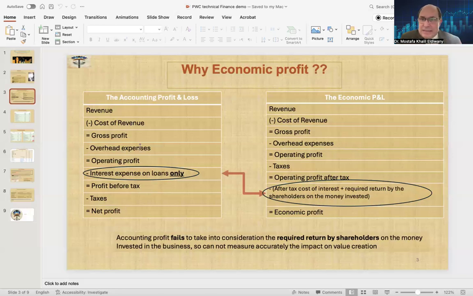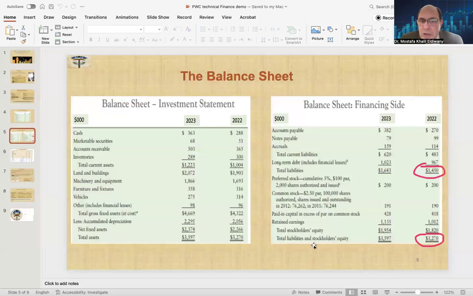the financial statements talk about finance cost. The financial statements mention only finance cost, which is the interest on the loans. They never mention the economic cost of the shareholders' money in the business, because it is not done in a deal. You don't have a deal between the management of the business and the shareholders that you will pay them certain fixed dividends every year. No, it is not obligatory at all. It depends on the conditions of the market.